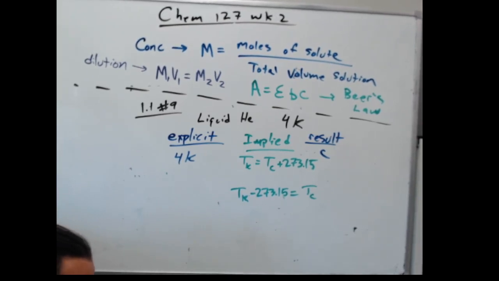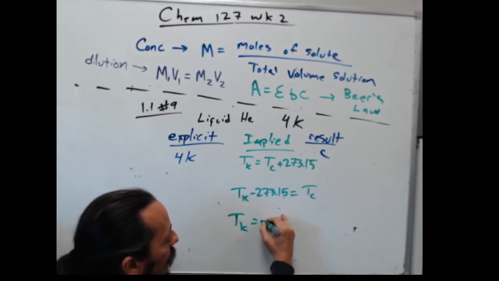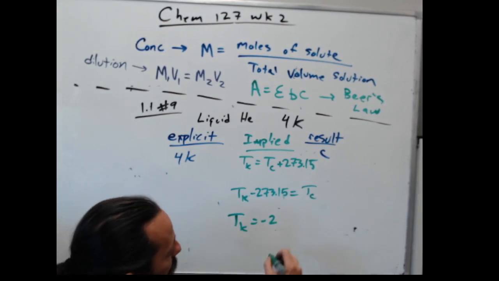4 minus 273.15 is negative 269.15. Sorry, negative 269.15.